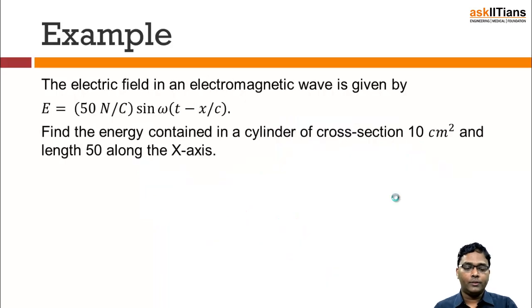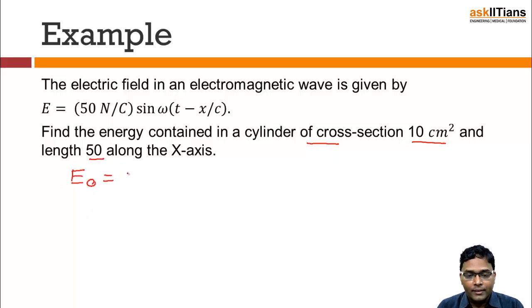Now let's move forward. The next question is, the electric field in an electromagnetic wave is given by 50 newton per coulomb sine omega t minus x by c. Find the energy contained in a cylinder of cross section 10 centimeter square and length 50 centimeters along the x-axis. Now how do we do it? The maximum value of the electric field is E naught, which is equal to 50.